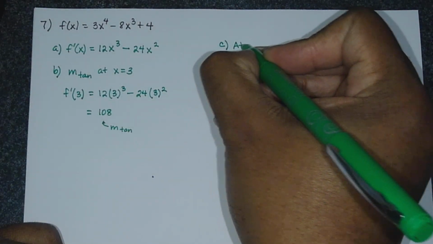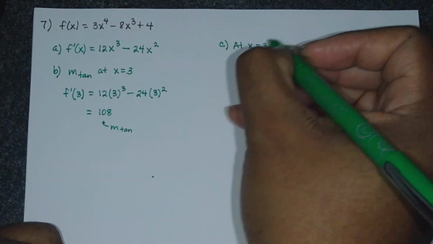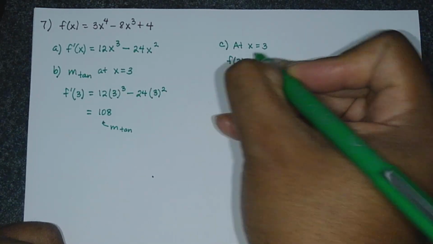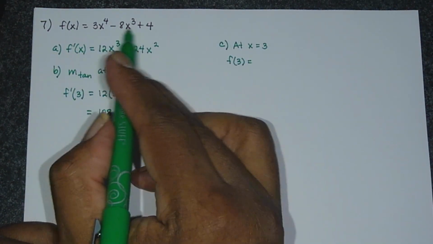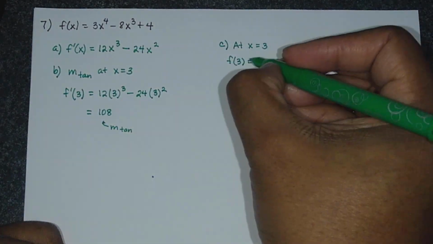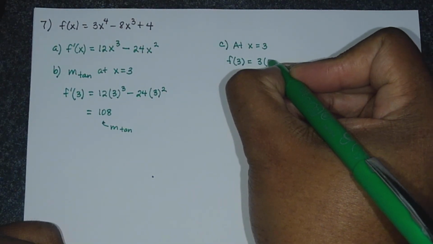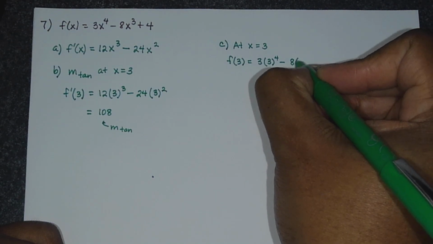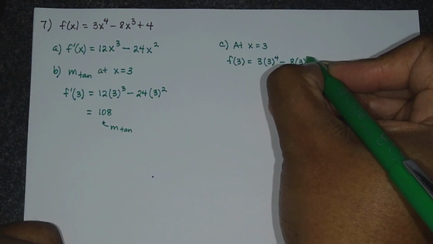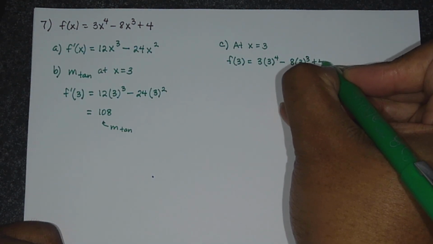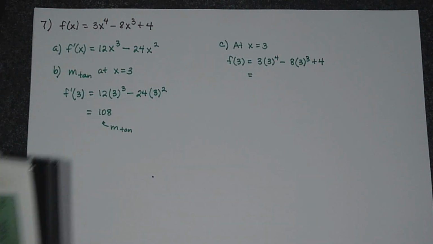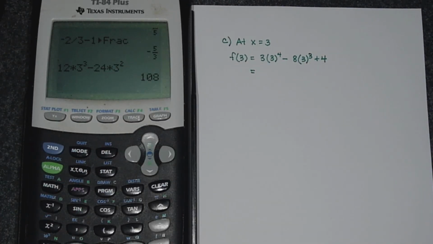Well, at x is equal to 3, we need to find out what that y coordinate is going to be. We first substitute the x with 3 in the original f of x function. So I have 3 times x, which is 3, and that's going to be to the fourth, minus 8 times x, which is 3, and that's cubed, plus 4. And again, I'm going to do that in the calculator as well.